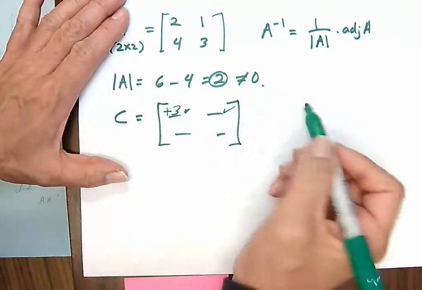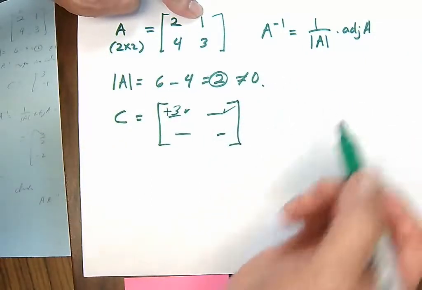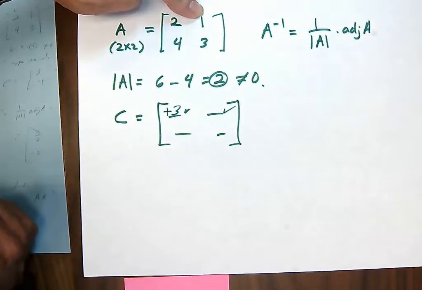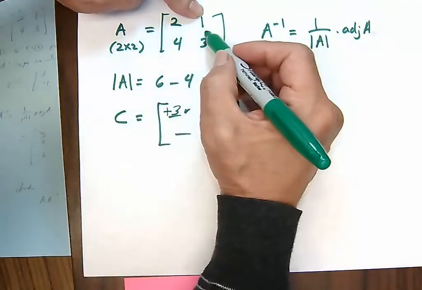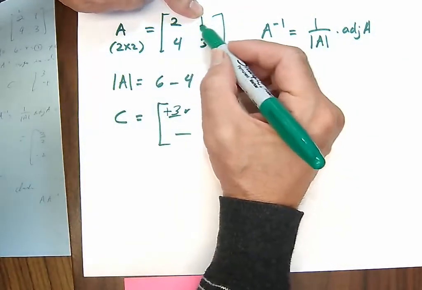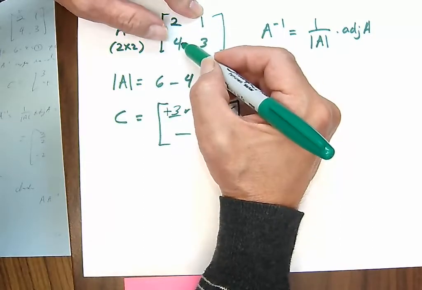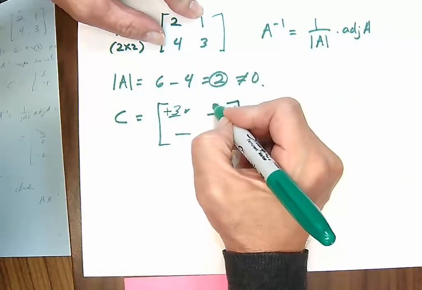Let's get the cofactor of element A12. How do we find it? We first of all have to get the minor of element A12, which again is the subdeterminant of A formed after deleting the first row and the second column, which is just the determinant of 4, which is 4.